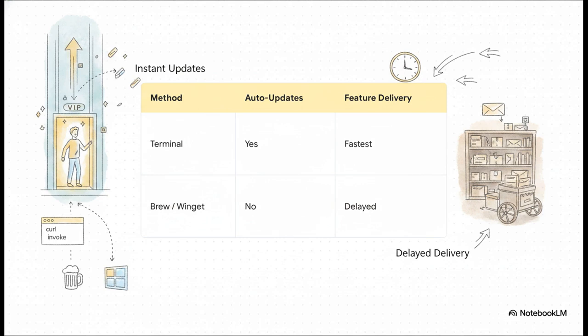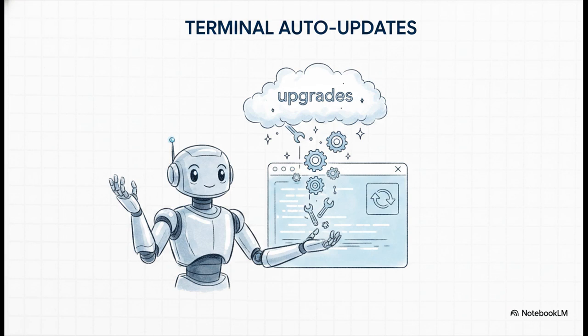The terminal is literally like giving your assistant an all-access pass to the VIP elevator where updates arrive instantly. Package managers, they're kind of like the slower mailroom. They definitely get the job done, but it's delayed. So the bottom line takeaway here is simple. Stick with the terminal installation. It has those auto-update capabilities built right in, and it ships new features the fastest.